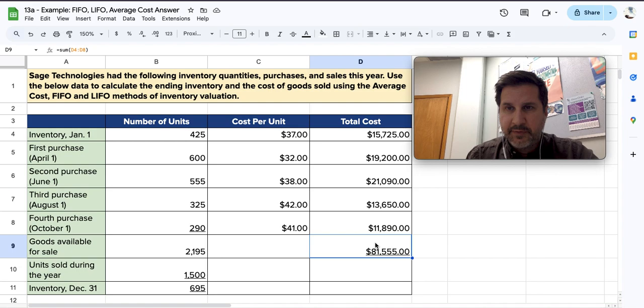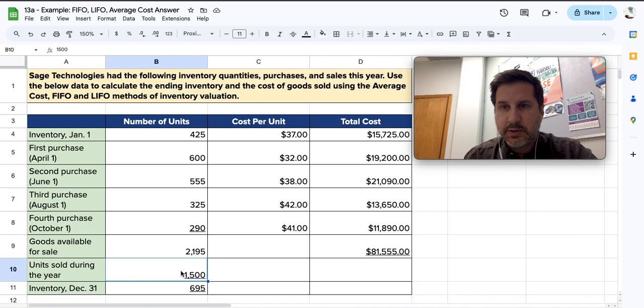A couple pieces of information that are really important as well is that during the year, we sold 1,500 units to our customers. So we had 2,195 units available for sale. And if the word unit is bothering you, then I will say t-shirts. If this is a t-shirt company, we had 2,195 t-shirts available for sale. We sold 1,500. That means we still have 695 units available for sale.